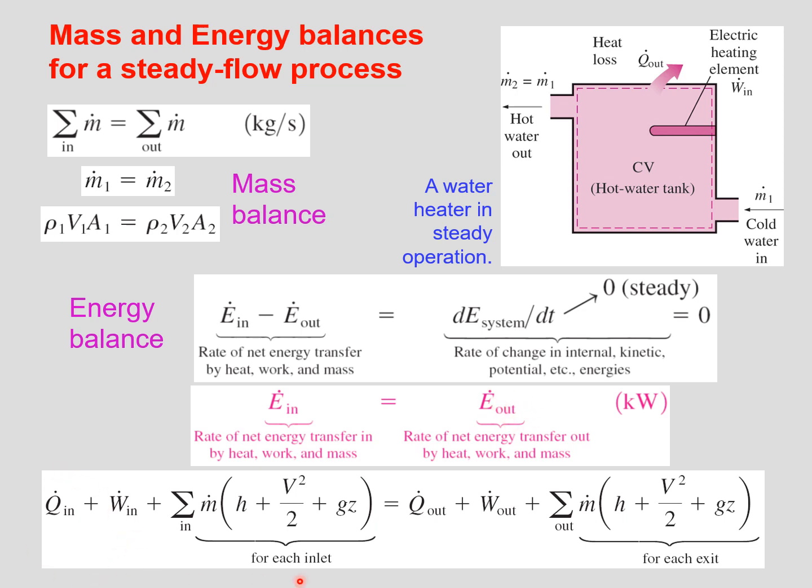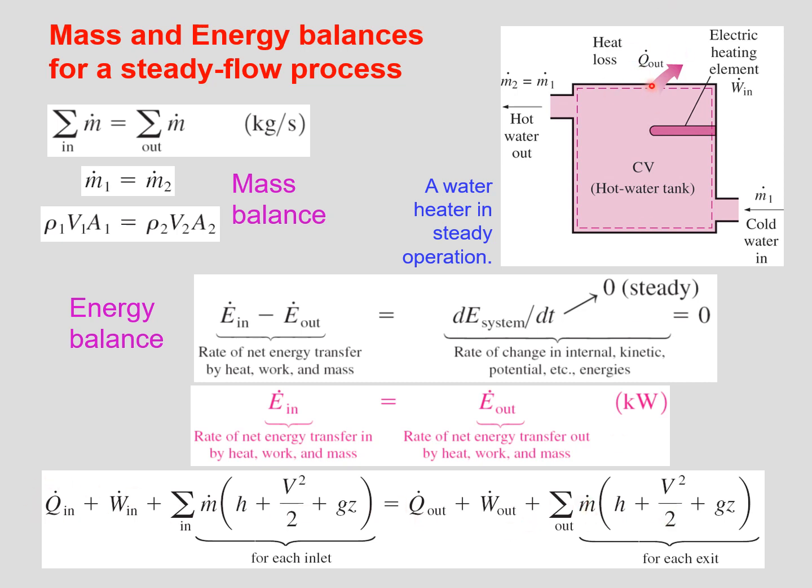Here we can write this general equation: Q dot in plus work dot in plus these terms for each inlet. This is your m dot times your h plus the kinetic energy term plus the potential energy term. This is coming into the system, and going out of the system, of course, you have a mirror image of these terms: a Q dot out, a work dot out, and the flow energy going out of the system. Now, in a lot of cases, a lot of these terms will be zero.